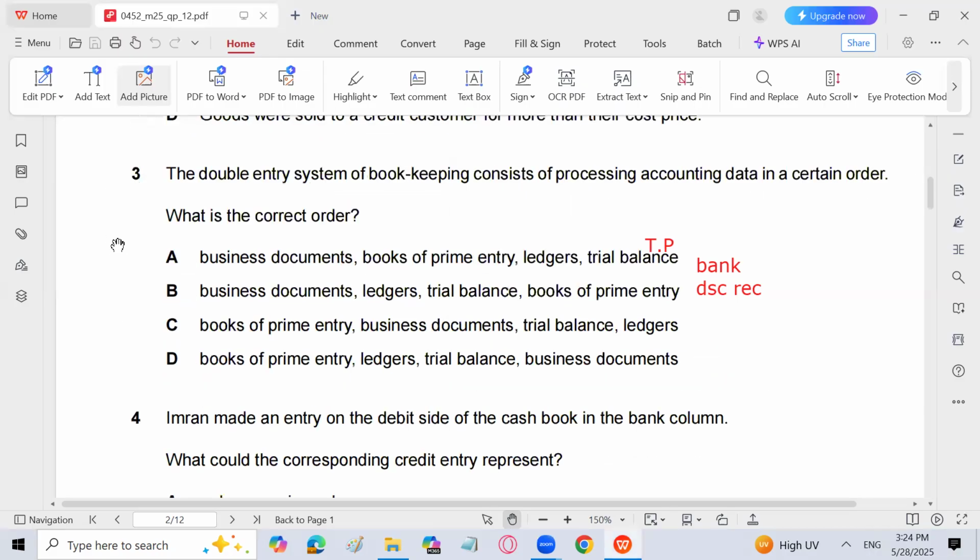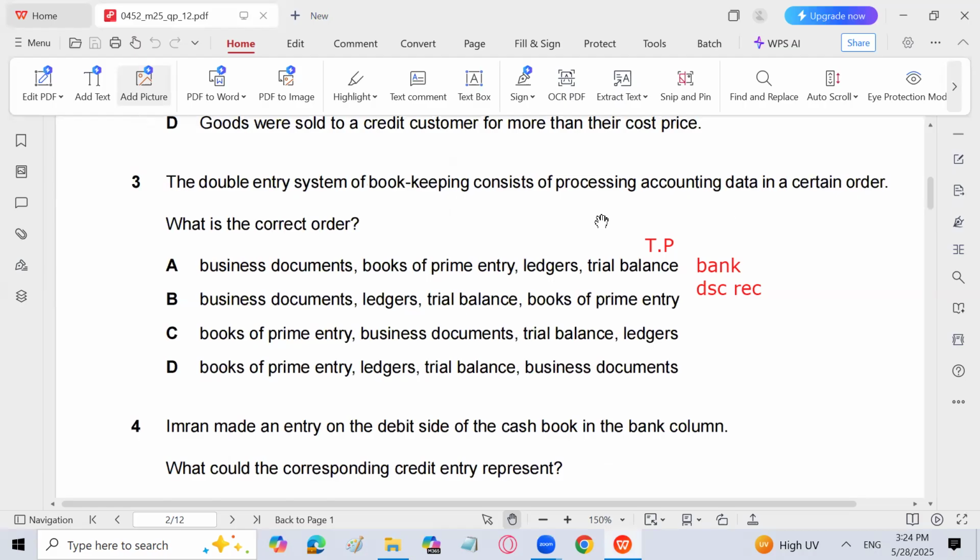A is the answer. The double entry system of bookkeeping consists of processing accounting data in a certain order. What is the correct order? Business documents, books of prime entry, ledger, trial balance. Business documents, ledger, trial balance, book of prime entry. Business documents, trial balance, and ledgers. Then book of prime entry, ledgers, trial balance, and business document. So the answer is going to be B.